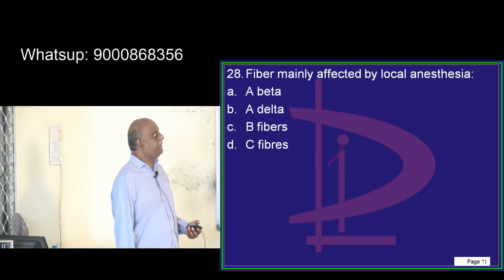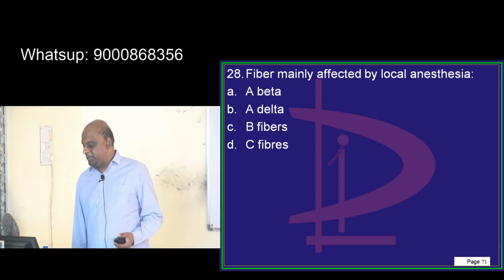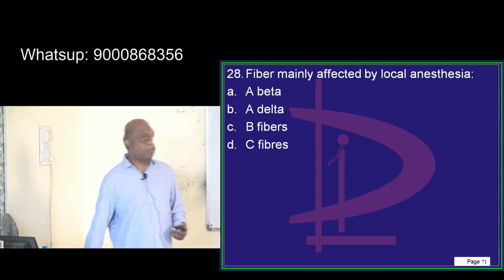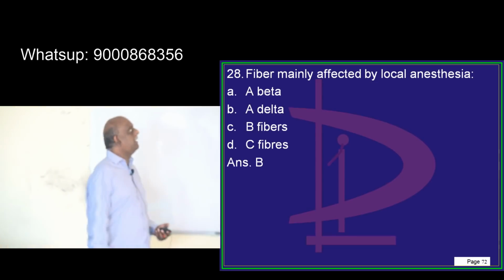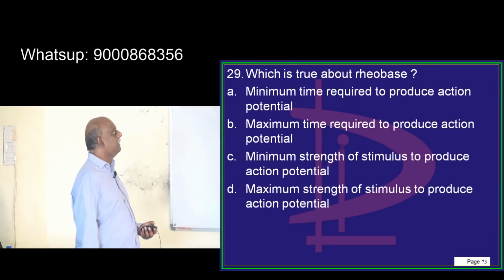Unmyelinated are not sensitive. Myelinated like A-beta are sensitive. Within A-beta, which is sensitive? That is very, very important. That's good. It is A delta that is the one among the myelinated that is sensitive.